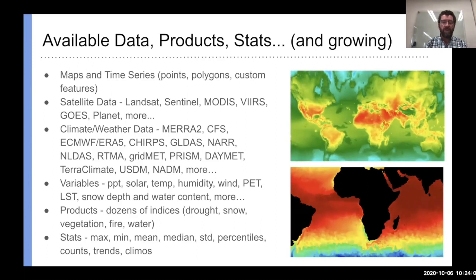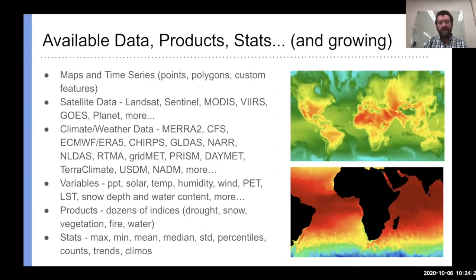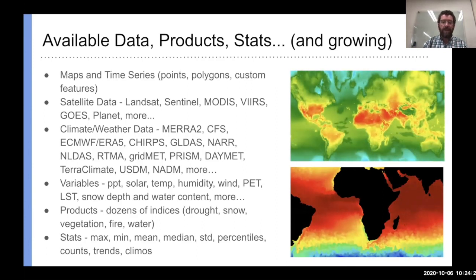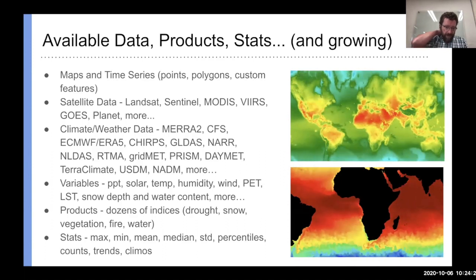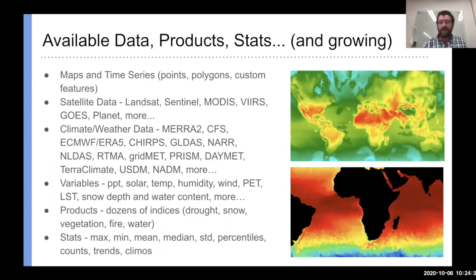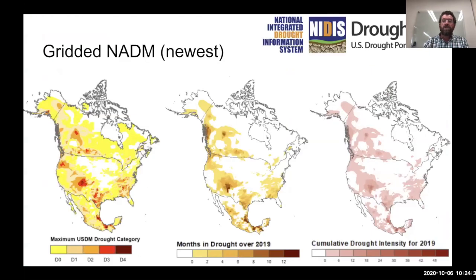For variables, we have precipitation, solar, temp, humidity, wind, potential ET, land surface temperature, snow depth, snow water content, and more. And then the types of stats and drought indices, a whole host of different types of drought indices, including fire, and then statistical functions. So the newest addition that we actually have is the North American Drought Monitor, in terms of our collaboration with drought.gov.